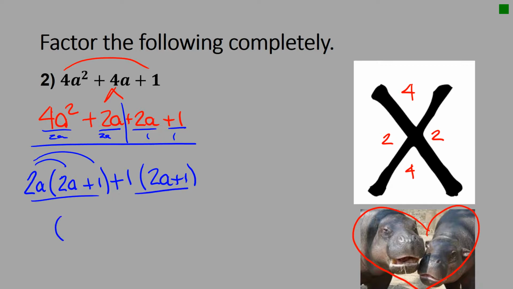What do these two have in common? 2a plus 1. And what's left over? 2a plus 1. So again, you could write this as 2a plus 1 quantity squared. Don't need to, but you could.